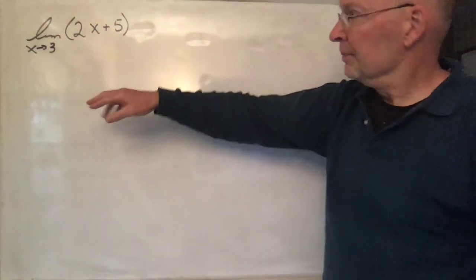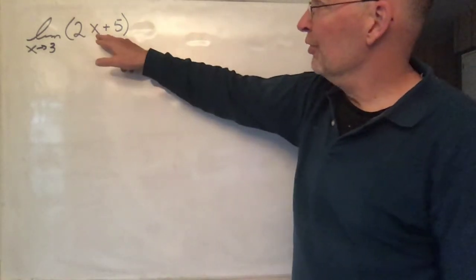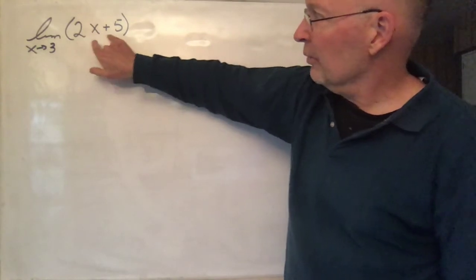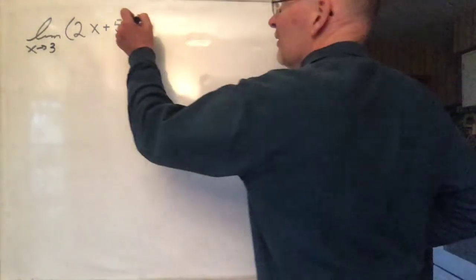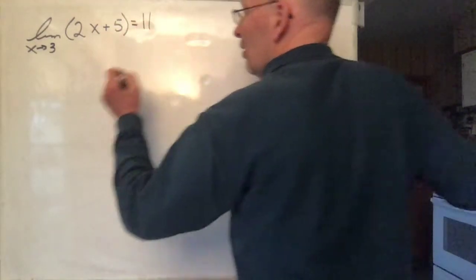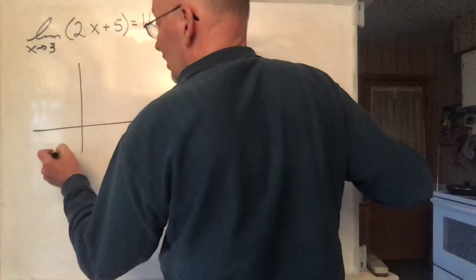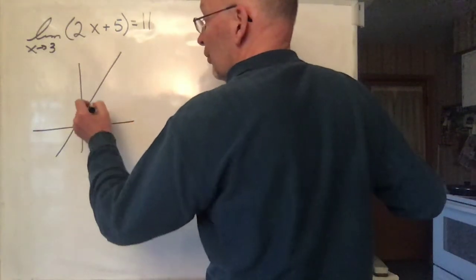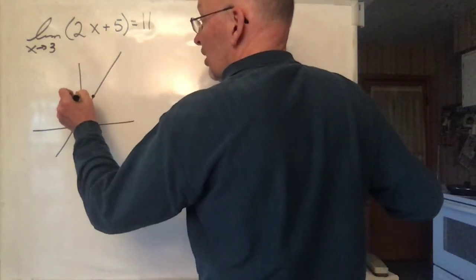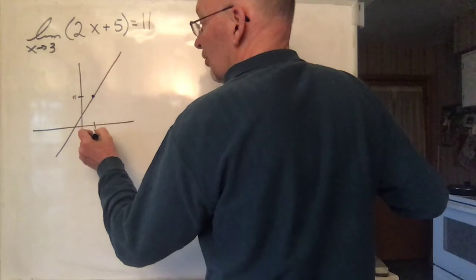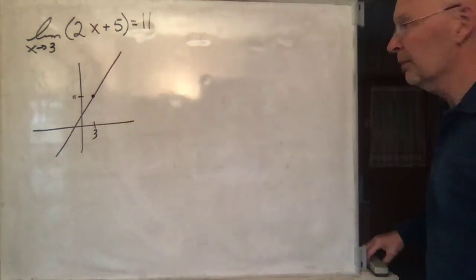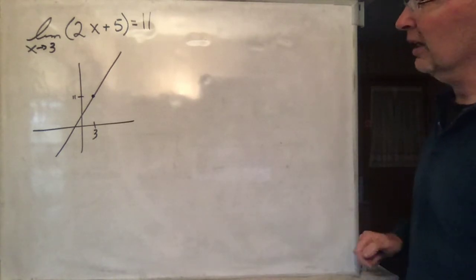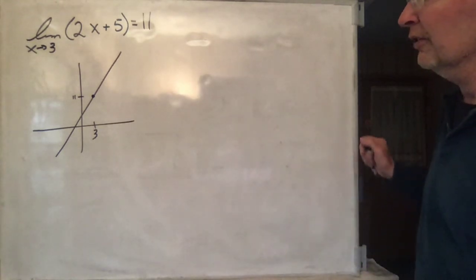What's that limit? Well, let's see. As x approaches 3, this is going to get closer and closer to 3. So this will get close to 6. When you add 5 to it, it'll get close to 11. So no problem with something like that. That's just a line which has slope 2. And as you approach 3, the value of the function approaches 11. So you can do it, but there's no special reason to, okay? The value of the function at 3 is 11 and you're fine.